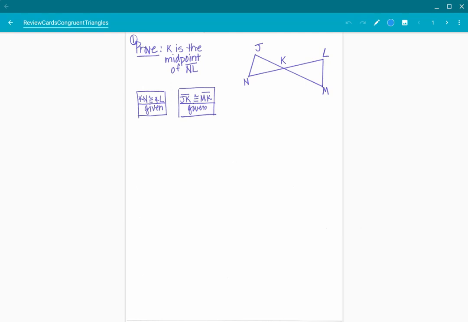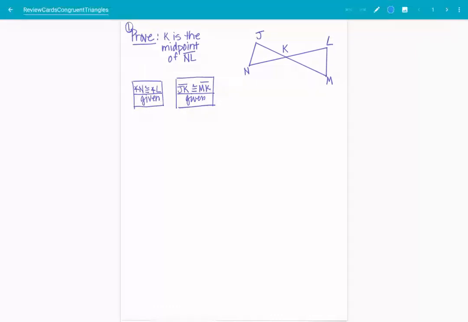So let me get rid of that. Okay. So we want to prove that K is the midpoint right here of NL of this line here. And what I've told the classes before is that here's our two givens.